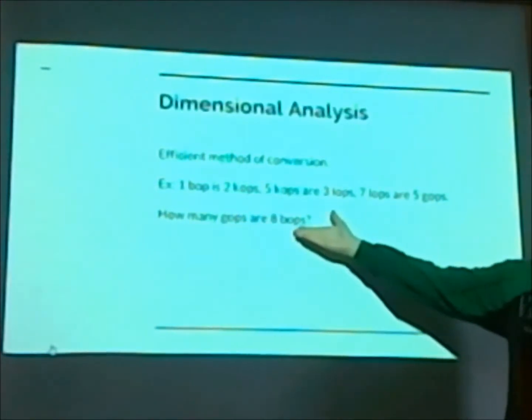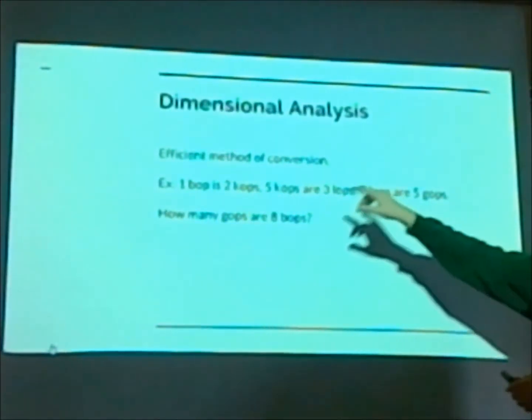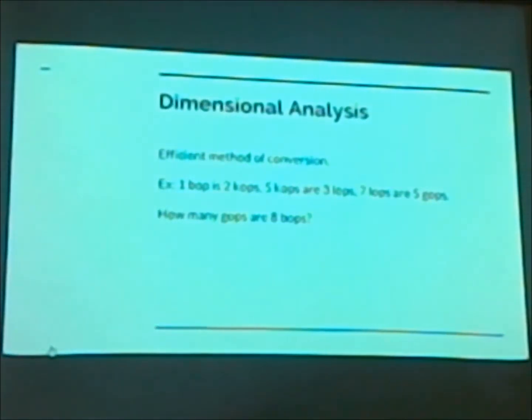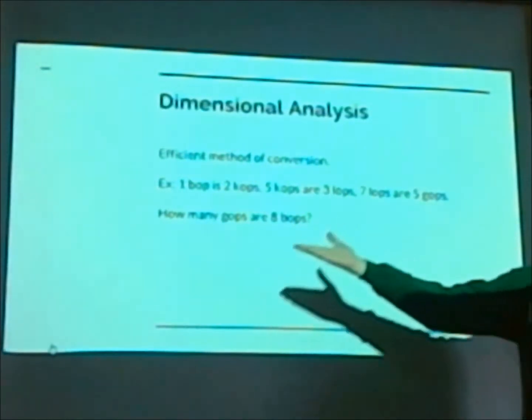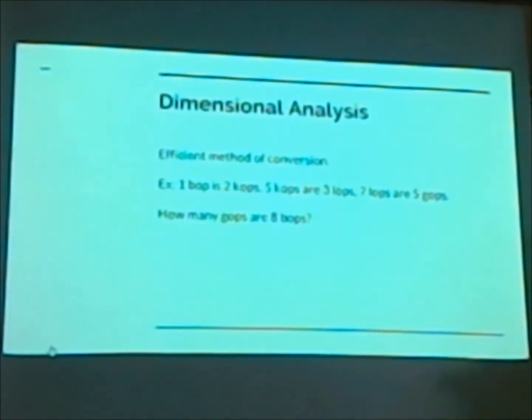So first of all, we look at what we are given: 8 bops, and also our conversion factors. We're going to use our conversion factors to go from bops to gobs. First, we write what we already have. I'm just going to start with the first letter, I'm not going to write the whole thing. I'm just going to say 8B. So we are given 8 bops.